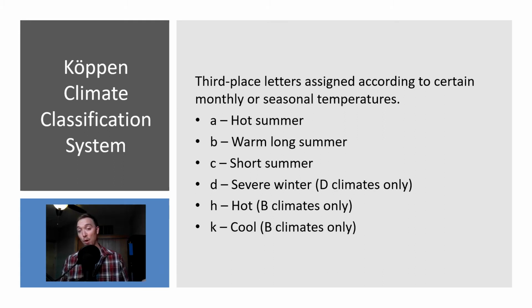H is for hot, pretty obvious or easy. Annual temperatures are greater than 18 degrees Celsius. And K is for cool, and that's also in B climates only, and the annual temperature is less than 18 degrees Celsius.